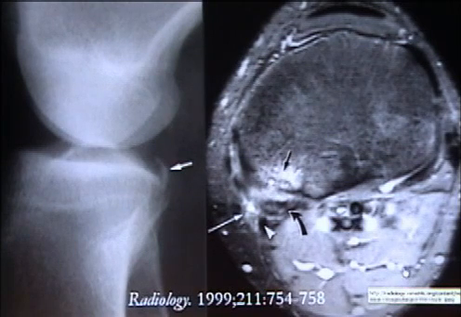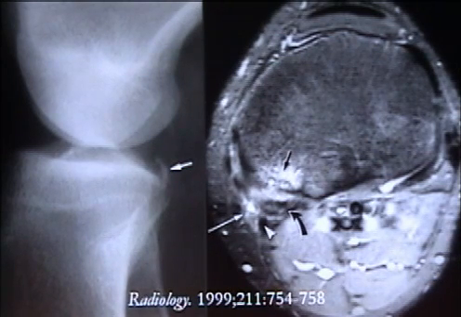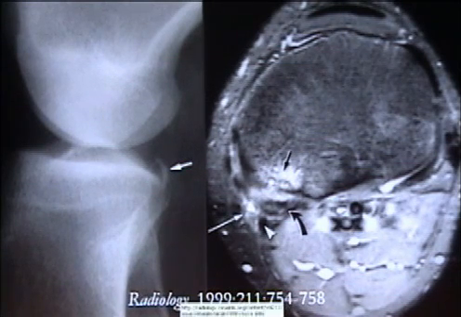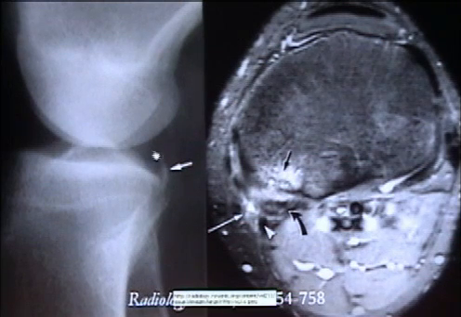Okay, this is, I think, another interesting sign. Unfortunately, I don't have a good example myself of this, but I wanted to show it because I think it's a nice example. And I mentioned it earlier. This is a semimembranosus avulsion fracture. This is a fragment of bone that's been avulsed from the posteromedial aspect of the tibial plateau in the region of the insertion of the semimembranosus tendon.